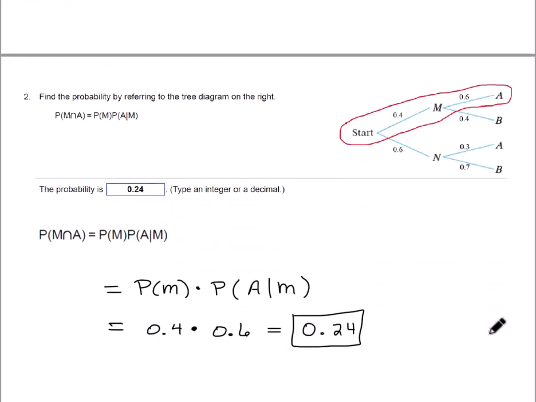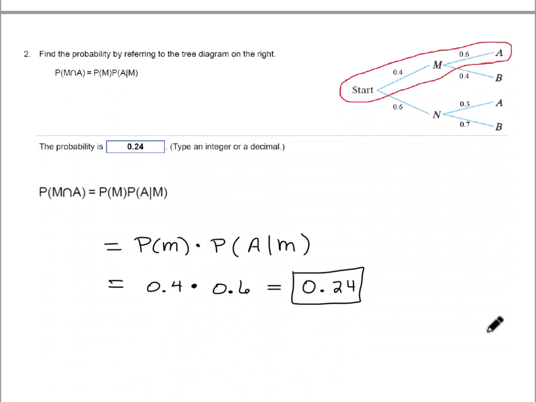All right, in question 2, we want to find the probability by looking at this tree diagram that they gave us here. So there's a probability for M, there's a probability for N. Those add up to be 1. From M, you could get A or B, and again, those add to 1. And similarly, going away from N, those add to 1 as well.